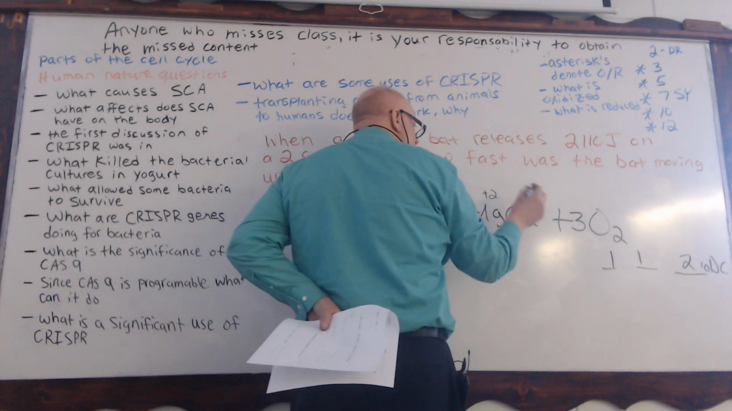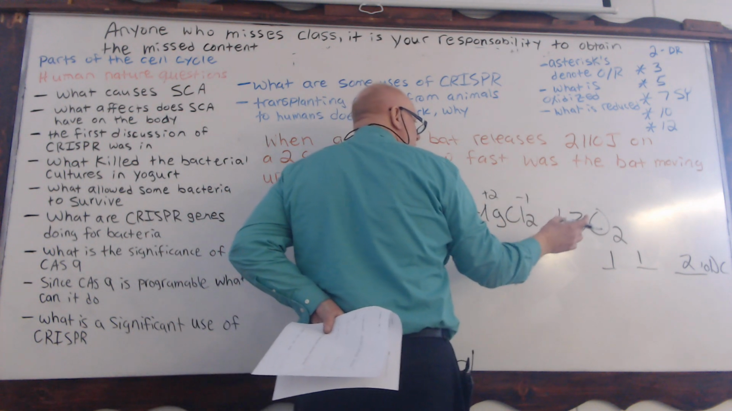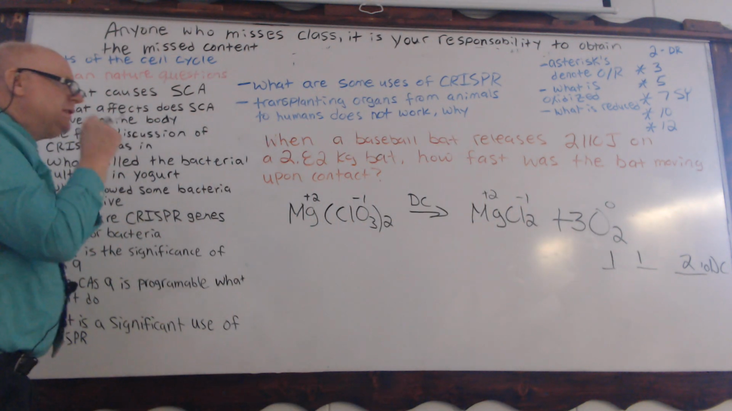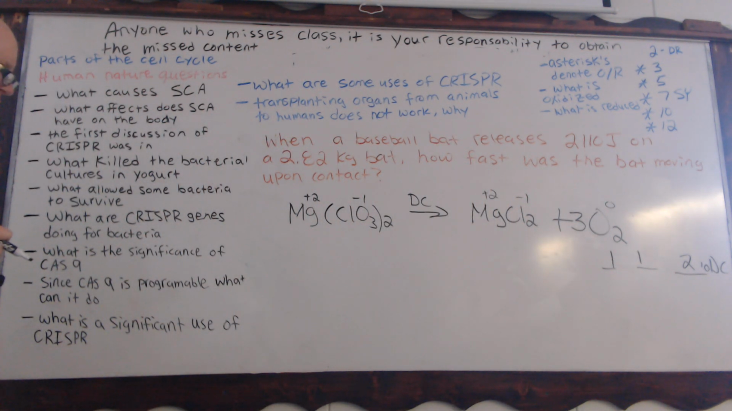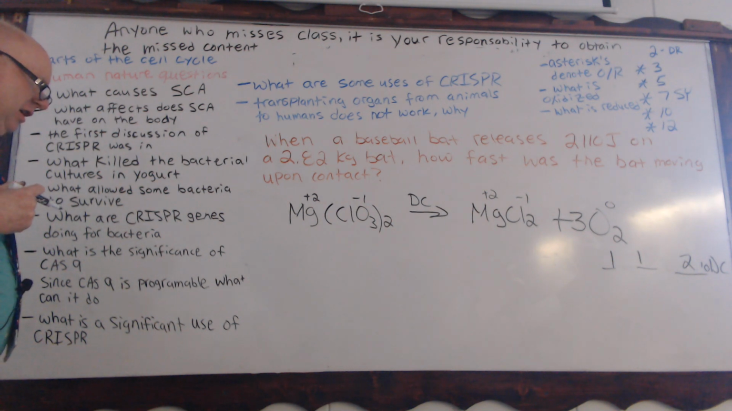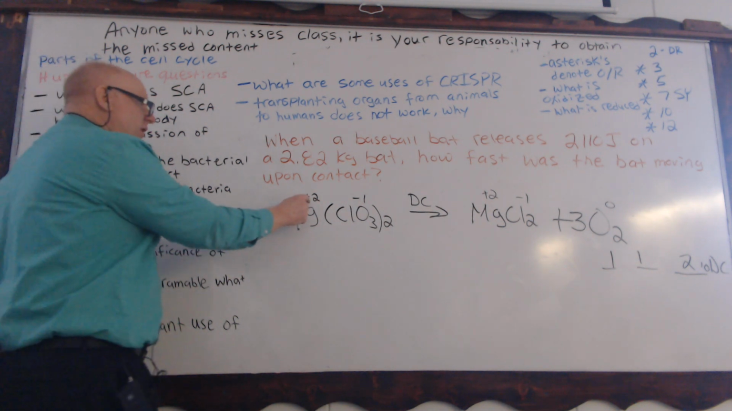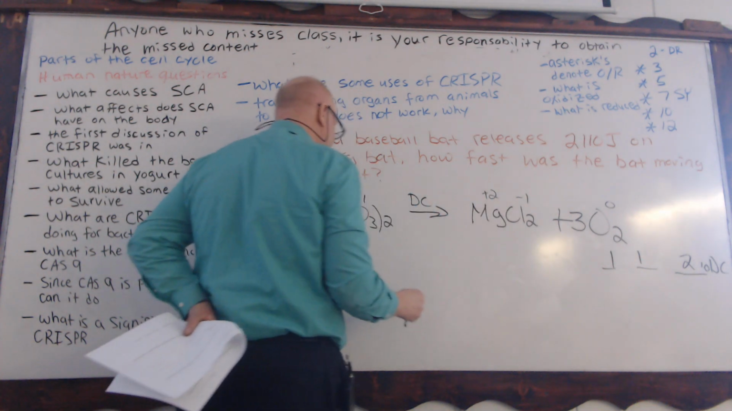Plus 2, minus 1, and then 0. Okay? So what we see here, it's a type of decomposition reaction. We have a spectator ion in there. Which one is a spectator? You are right. Why are you right? Because it did not change. It's plus 2 and it's plus 2.